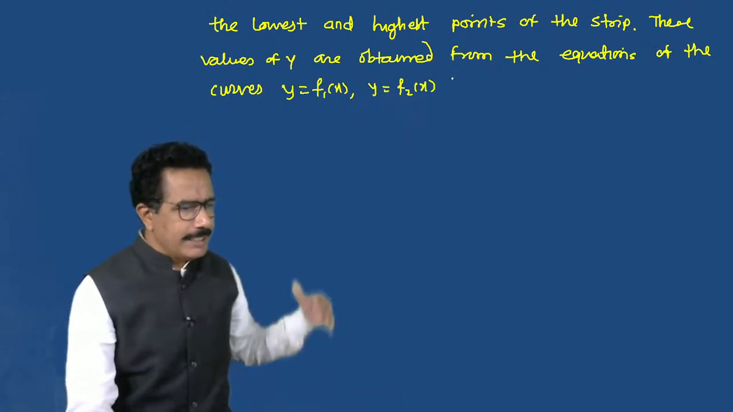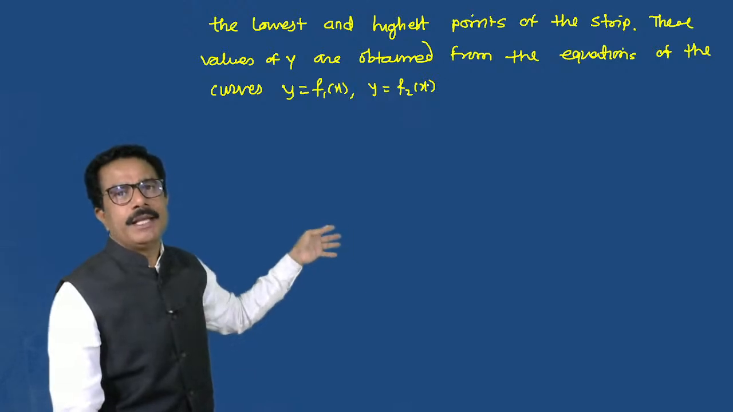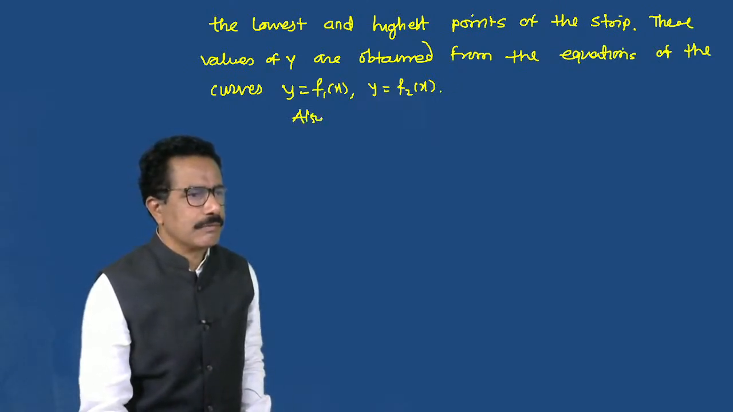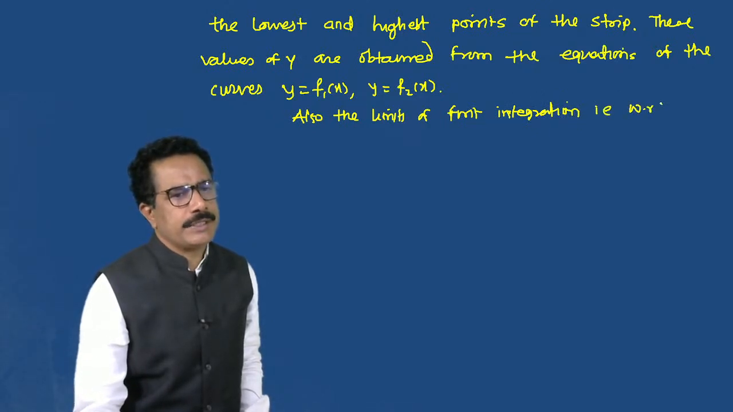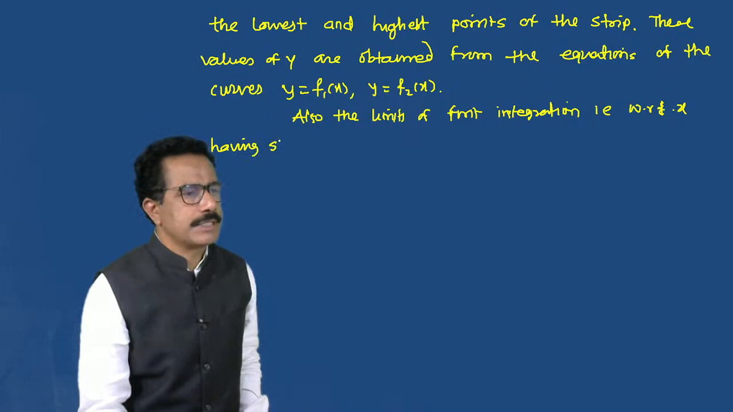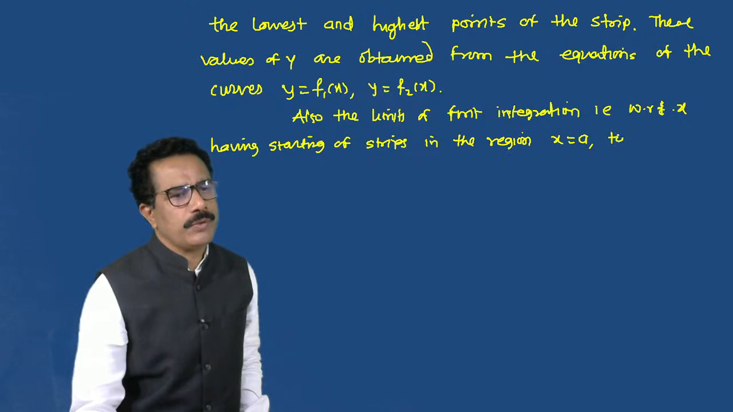So we can solve. The limit of the first integral: first of all we have to calculate the area of a strip, and by using the strip's starting point and the limits of the first integral, that is with respect to x, having the starting of strips in the region, that is x is equal to a to x is equal to b.